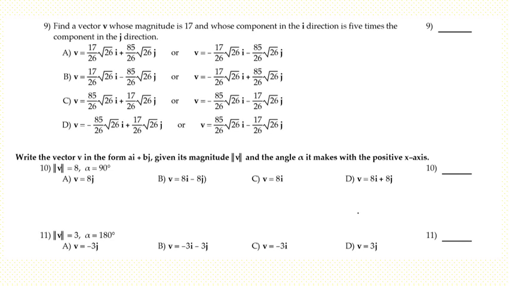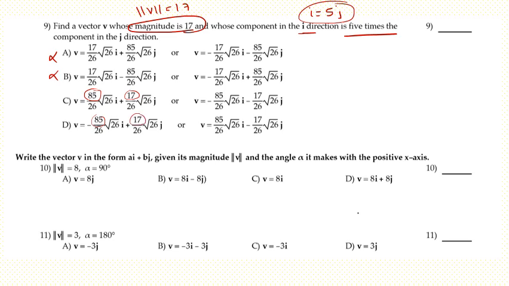Regarding question number 9, it says that a vector V whose magnitude is 17, so the magnitude of V is equal to 17, and the direction in I is 5 times J. So I is equal to 5 times the value of J. I'm sure that the answer is not A and B, according to my students who told me right now. But regarding C and D, we can see that 85 is 5 times the 17.